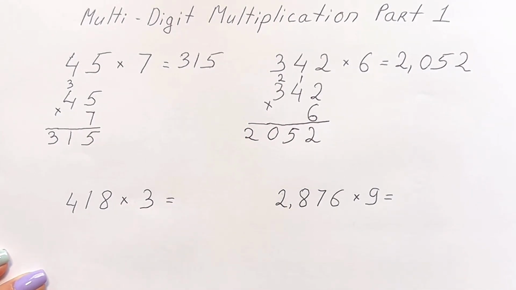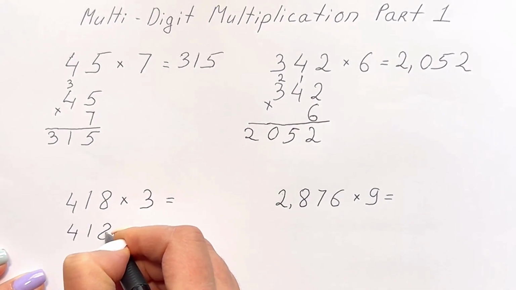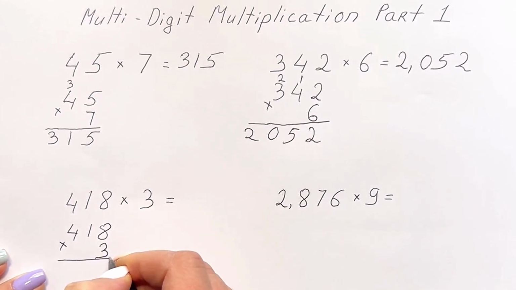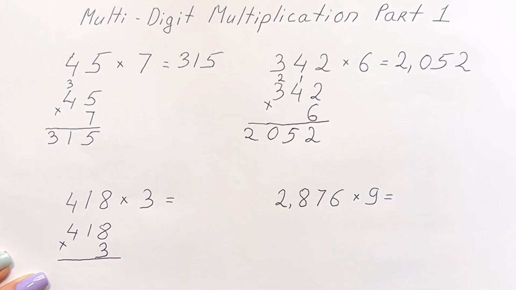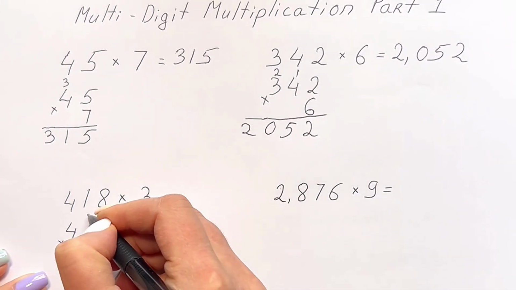Let's do another example. 418 times 3. Again, we will line up these two numbers by number places, of course. Okay. Again, the same way. We will multiply 3 by 8, then 3 by 1, then 3 by 4. 3 times 8 is 24. We will put the 4 and carry 2.